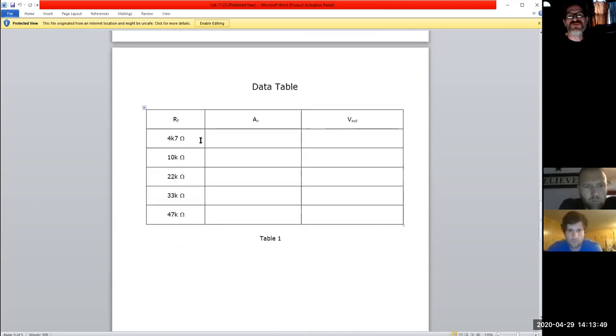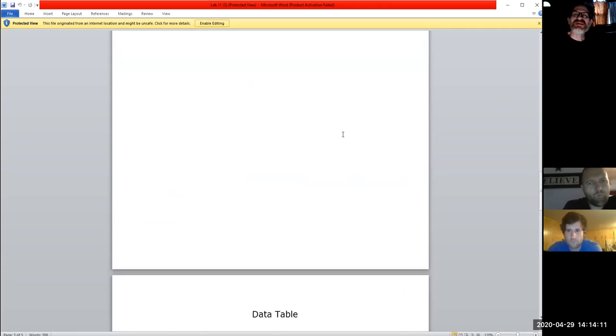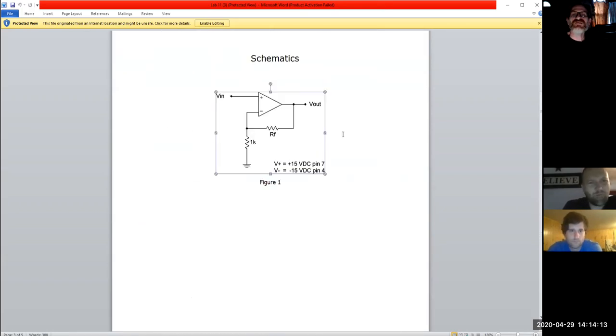If I'm putting 1 volt in, pretty much your whole gain down there is because it's 4.7K over 1K, so you're going to have 4.7 plus 1, which is 5.7 gain. But it's just getting you guys to walk through it and get used to dealing with these things right off the bat.